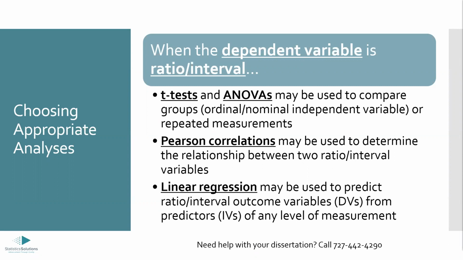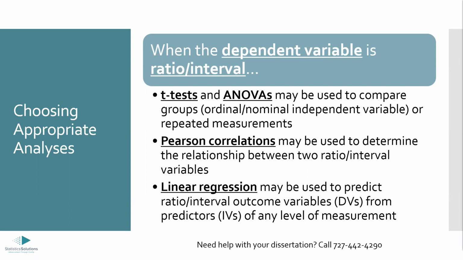If we are looking at relationships between ratio or interval level variables, we can use Pearson correlations. So if we want to see the relationship between two variables and both of the variables are either a ratio or an interval level of measurement, you can use a Pearson correlation to examine that relationship.